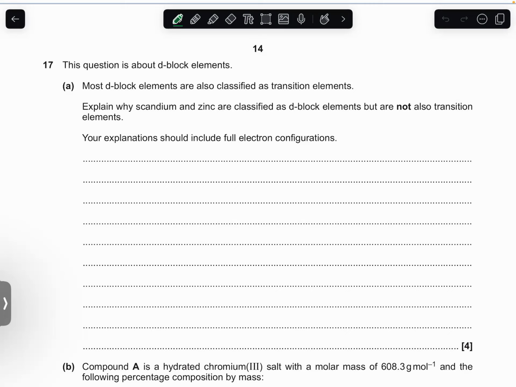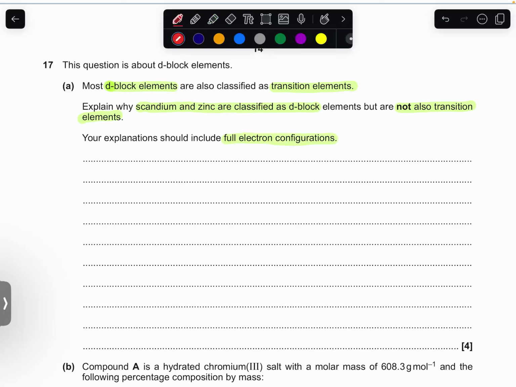Let's have a look. It says, in this question, most D block elements are also classified as transition elements. Explain why scandium and zinc are classified as D block elements, but not as transition elements. Your explanations must include full electron configuration. What does it mean by full? They don't want you to use noble gas shorthand electron configuration.